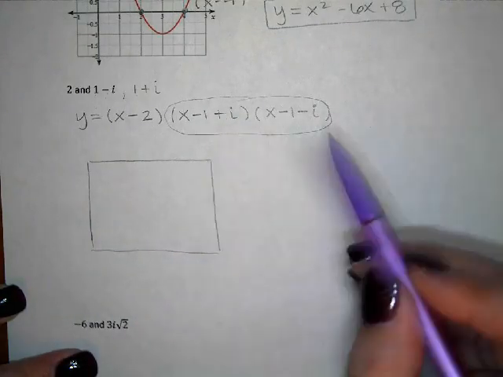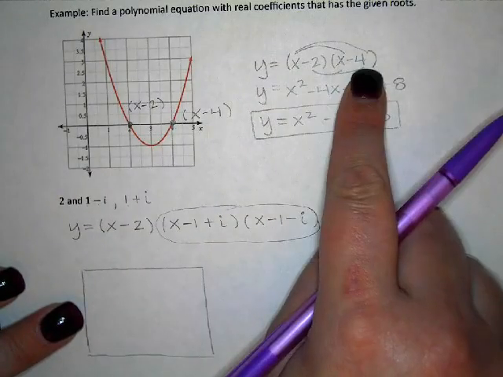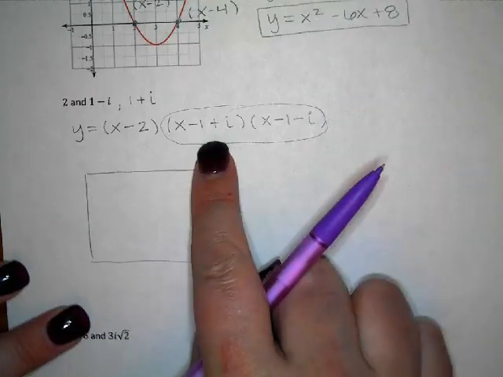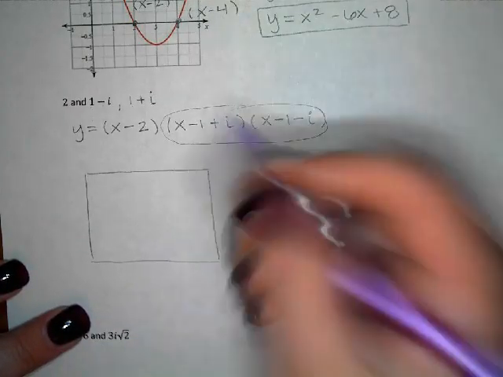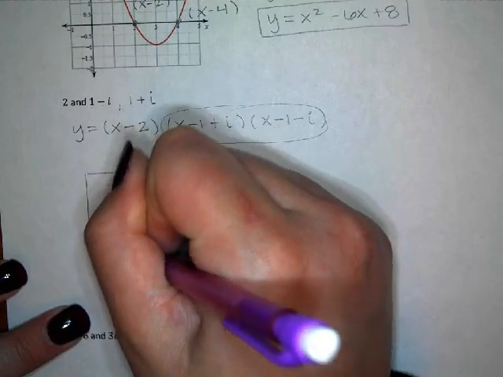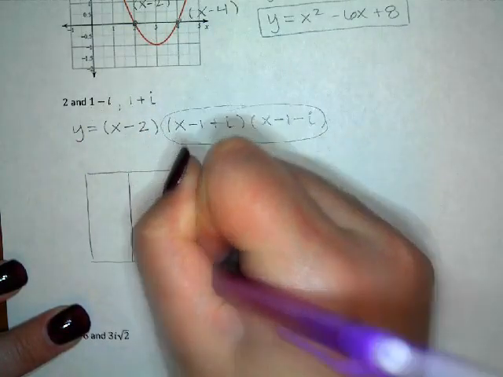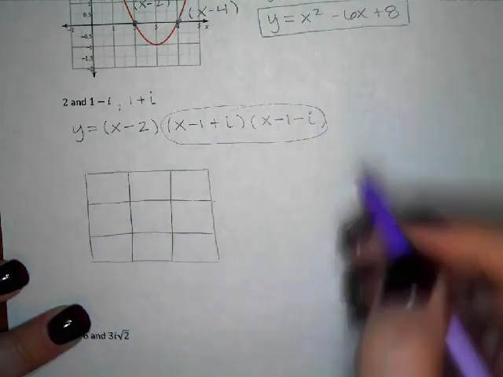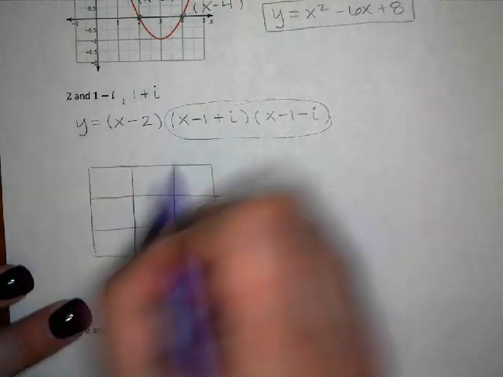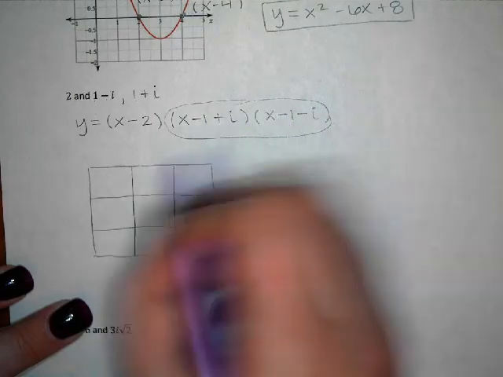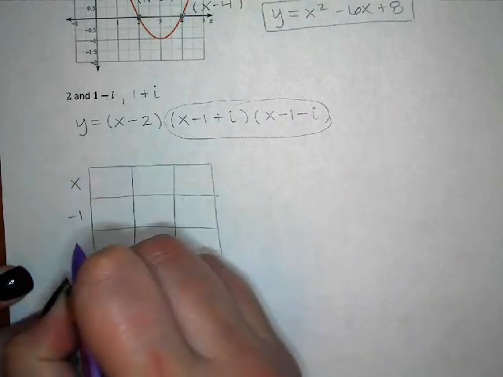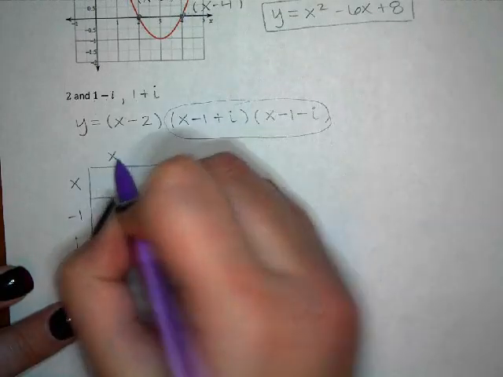a binomial times a binomial, if I have something like this, which is a trinomial times a trinomial, I always use a box. So I'm going to do it this way. You don't have to do it this way. If you prefer to FOIL it out, you can do that. So I'm going to write one of these along one side of the box and another one along the other side. x minus 1 positive i, x minus 1 negative i. And then I can just multiply them together like a multiplication chart, basically.